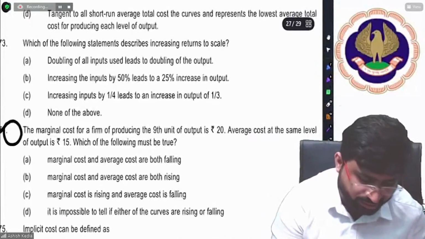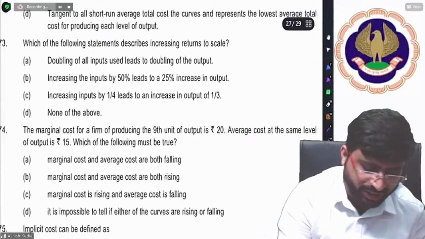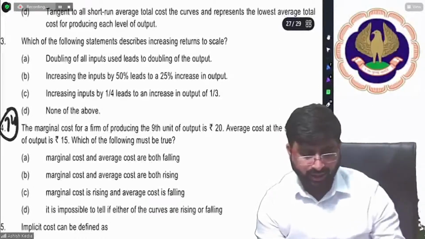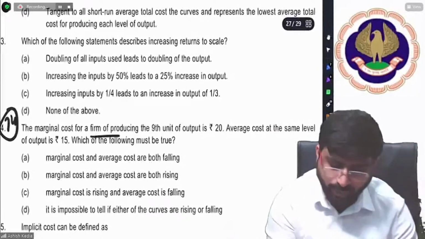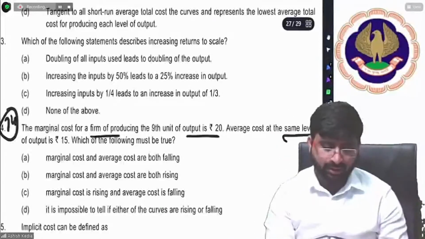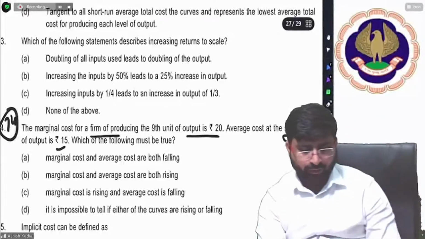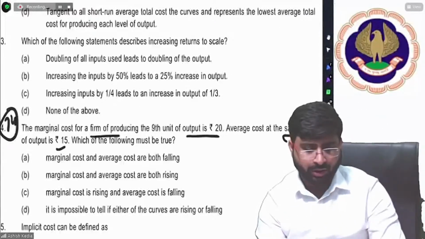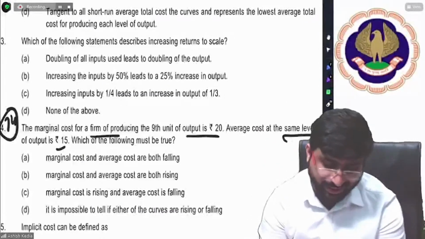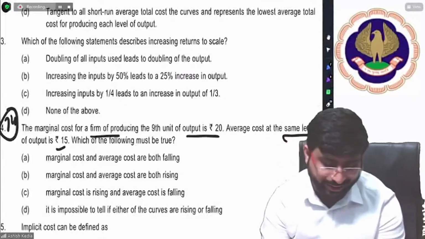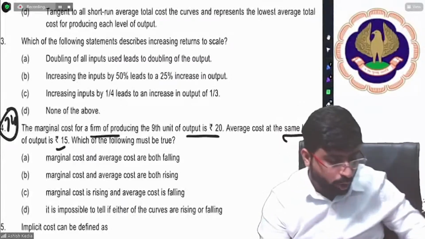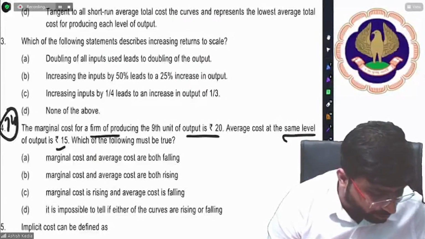Now let's solve this 74 one. I'm giving you 2 minutes time, guys, so that you can solve it with yourself. A little on numerical side. Marginal cost of a firm for producing 9 units of output is 20. Okay. Average cost at the same level of output is 15. Which of the following must be true? AC and MC are both falling. MC and AC both rising. MC is rising, AC falling. It is impossible to tell whether rising or falling. What do you say, my dear friends, would be your answer?